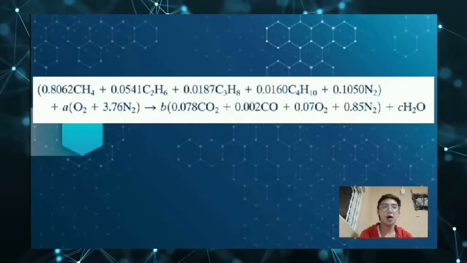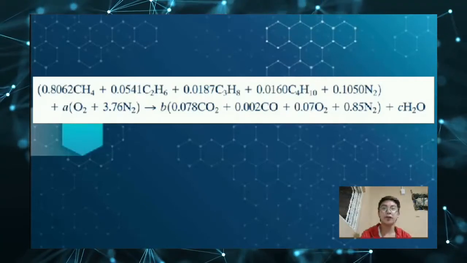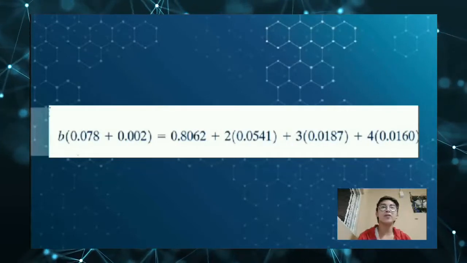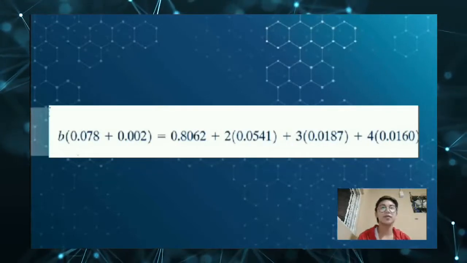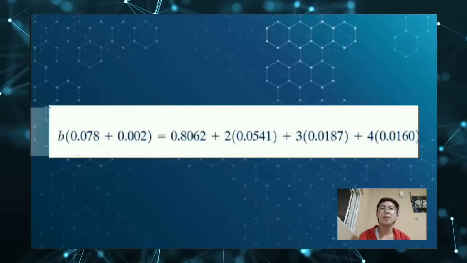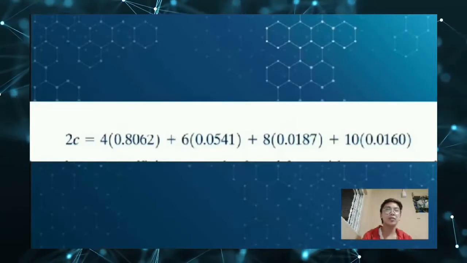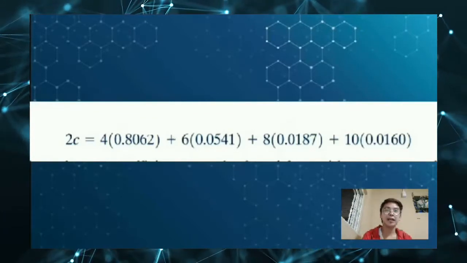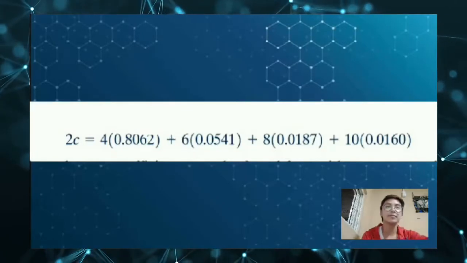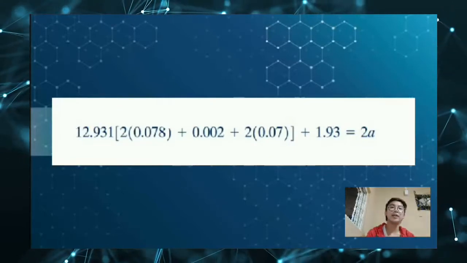Basing the solution on 1 kmol of fuel mixture, the chemical equation then takes this form. The products consist of B kmol of dry products and C kmol of water vapor, each per kmol of fuel mixture. Applying conservation of mass to carbon, solving gives B is equal to 12.931. Conservation of mass for hydrogen results in, which gives C is equal to 1.93.